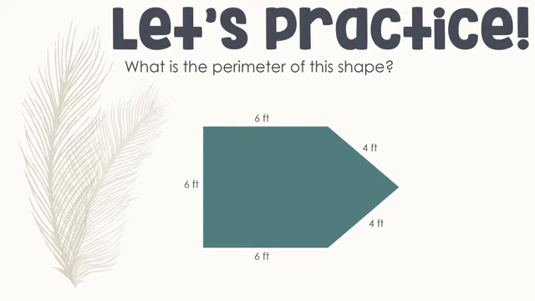Okay, third graders, you should have added 6 plus 6 plus 6 plus 4 plus 4. When you add all of those sides together, you should have gotten 26 feet.